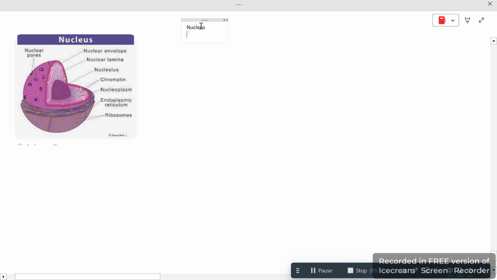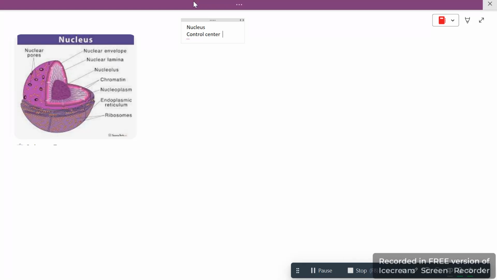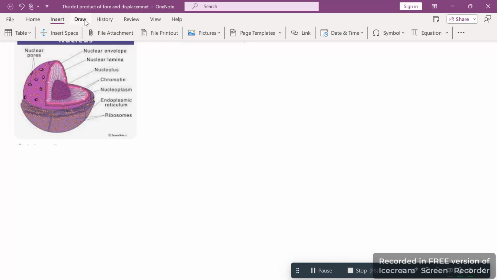So this is a very important control center. This will be a detailed topic, but it will be divided into a few parts. You need to watch completely to get the concept clearly. So yes, let's get started with its structure.